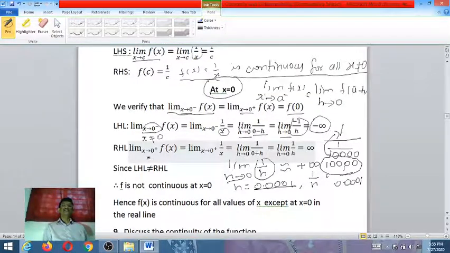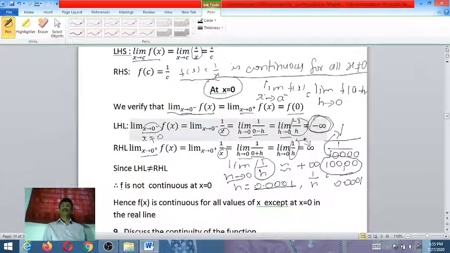If you consider the right hand limit here, x tends to 0 plus means here you replace this x by 0 plus h and h tends to 0. It becomes 1 by h, h tends to 0. As we see, this is plus infinity. What is the left hand limit? Minus infinity. What is the right hand limit? Plus infinity. So these two are not equal. So the left hand limit is not equal to the right hand limit. Therefore f is not continuous at x equals 0.